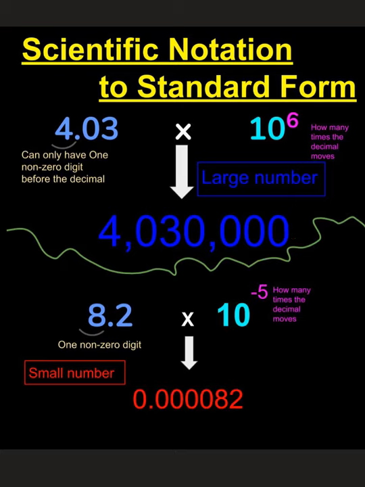And this next example, I have 8.2 times 10 to the negative 5. So here, one non-zero digit before the decimal times my 10. Now since I have a negative exponent, I'm going to have a small number. So if my decimal is here, I need to move my decimal to the left 5 times to create that small number, and I end up with 0.000082. Okay?